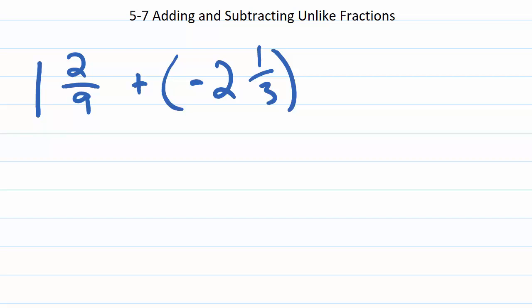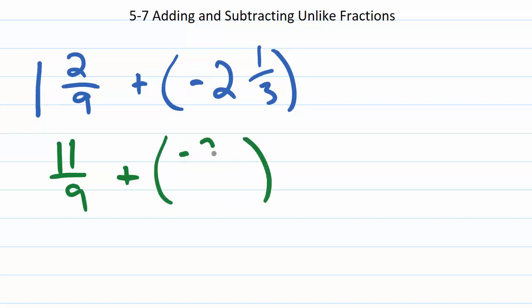Well, I'll tell you, this is yet another reason that I like improper fractions much better than mixed numbers. So I'm going to first convert these into improper fractions. So 1 2/9 is the same as 11 over 9, plus negative 2 1/3 is the same as negative 7/3. So now I need to recognize that I can't yet add or subtract these because they don't have a common denominator.